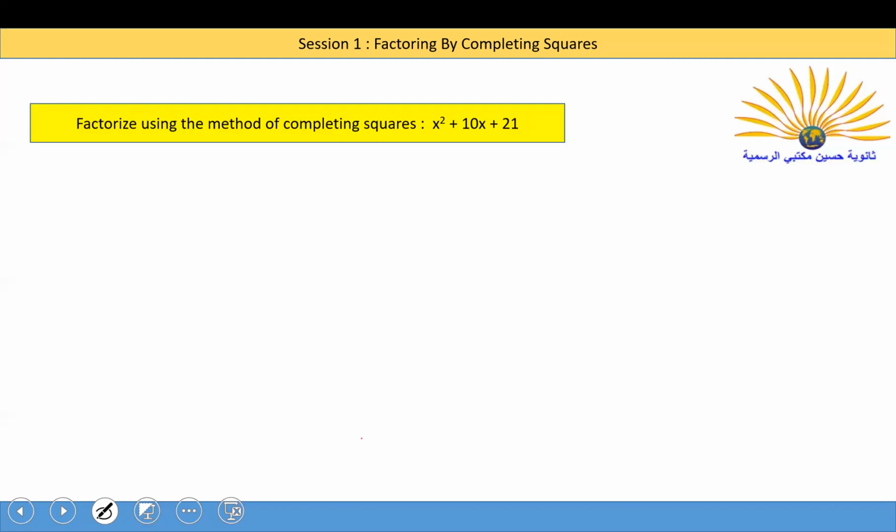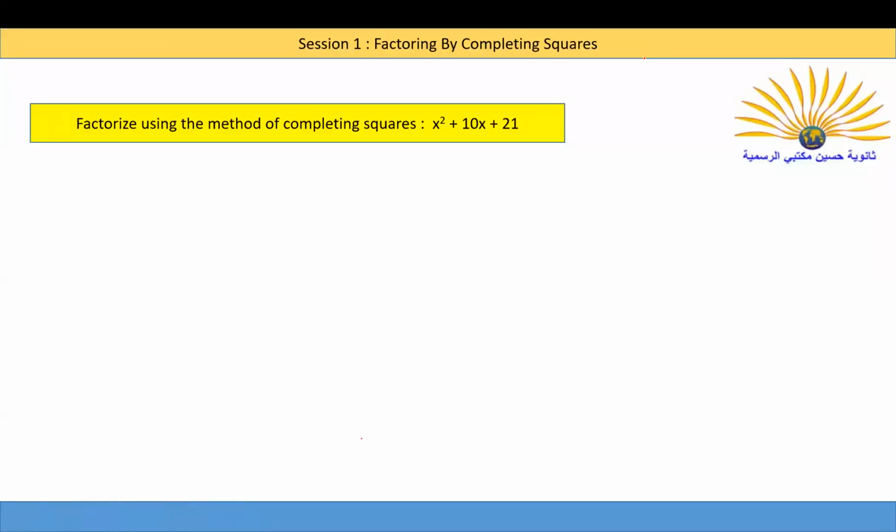We want to factorize using the method of completing squares the following: x squared plus 10x plus 21. So the first step, we look for the coefficient of x, which is 10 here. Divide this coefficient by 2, we get 5. Then square this result, we get 25. So I need to add and subtract 25.